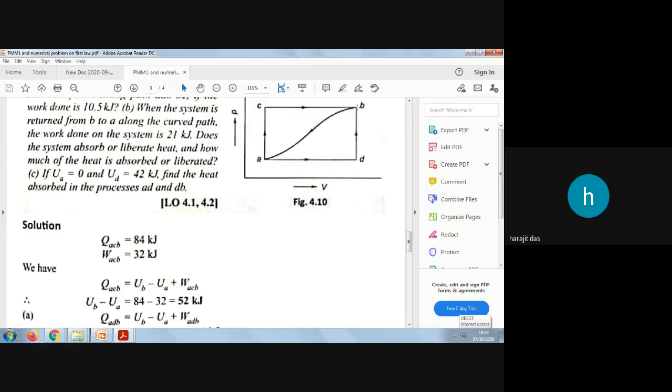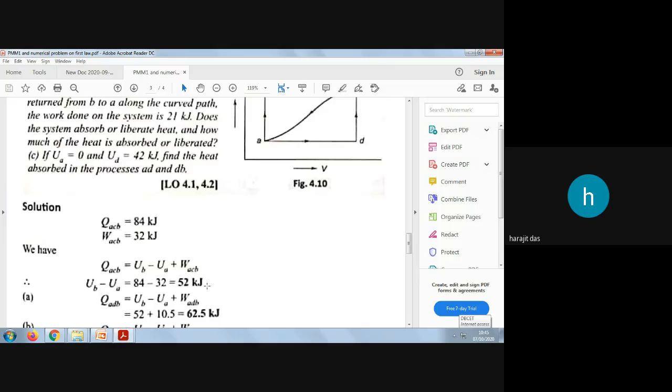Delta U is the final point UB minus UA for this process, plus WACB. WACB is also given; it is work done by the system, so it is positive. So UB minus UA will be 84 minus 32, because QACB is given as 84, and the work done by the system is positive. So 84 minus 32 will be equal to 52 kilojoule.